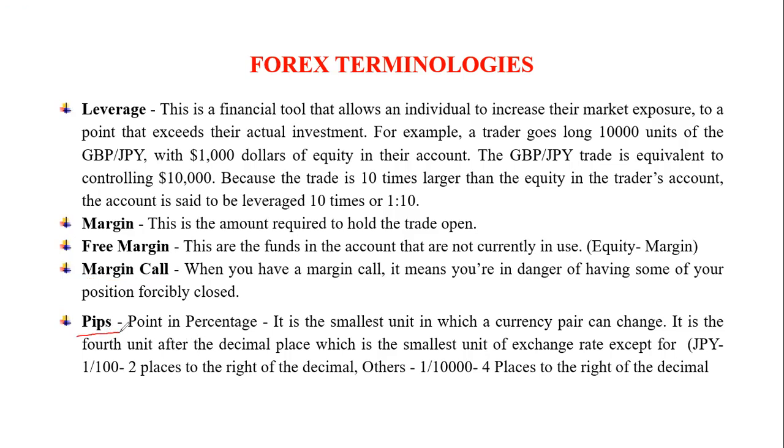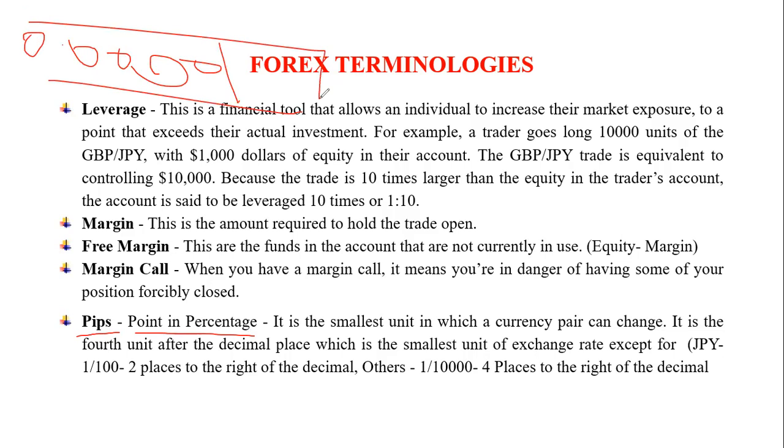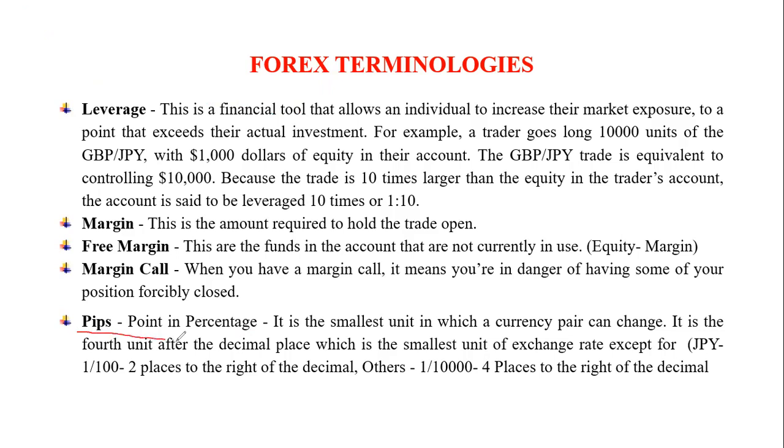Now there's something called pips. Pips stands for point in percentage. When we do our calculations, we want to avoid a lot of zeros like 0.00001. We want to avoid this confusion with the zeros. So we will employ the use of pips. A pip is the smallest unit by which a currency pair can change.